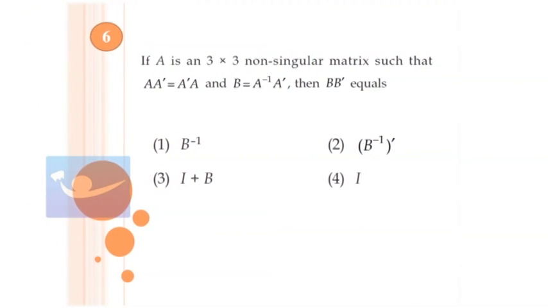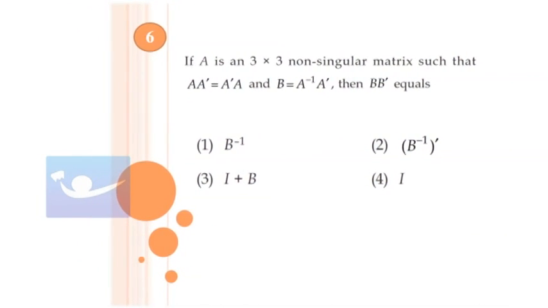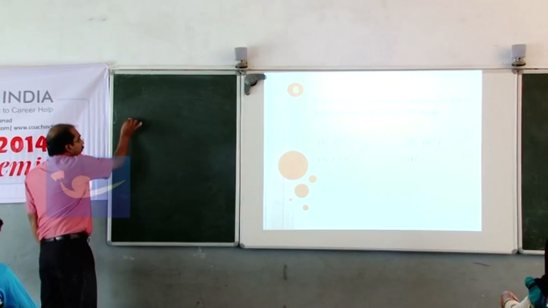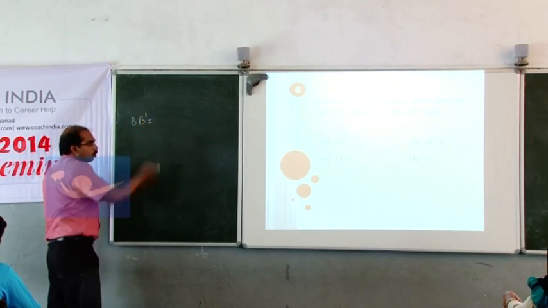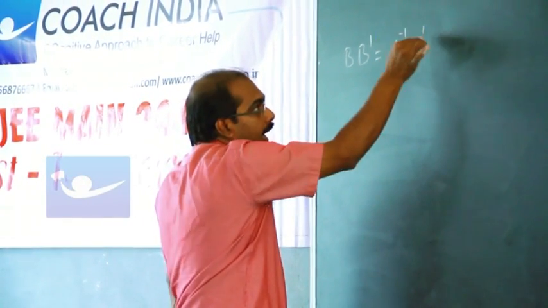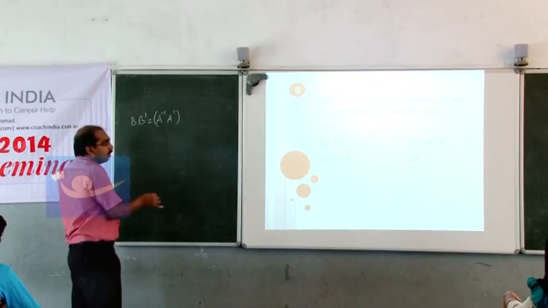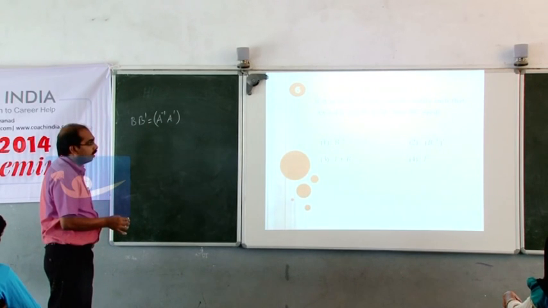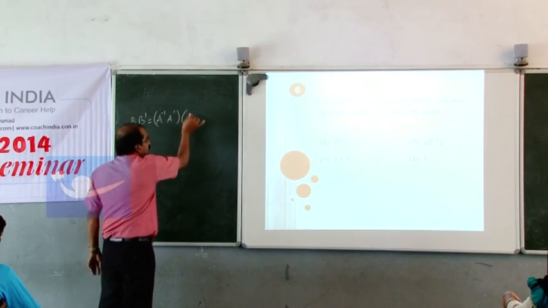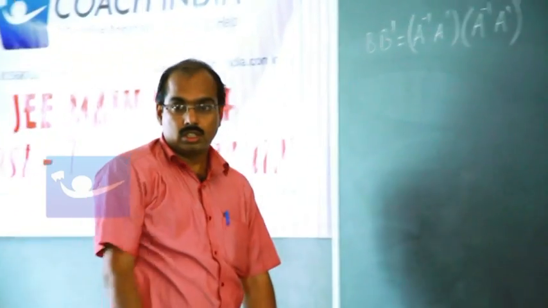The next question, question number 6: if A is a 3 by 3 non-singular matrix such that A A dash equal to A dash A, and B equal to A inverse A dash, then we are asked to determine the value of B B dash. We have B B dash equal to, B can be replaced by A inverse A dash, and B dash can be replaced by A inverse A dash whole dash, right?